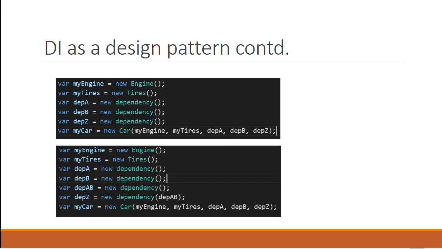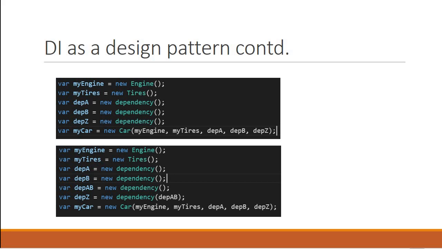Take a look at this example. We have a car again, but this time the car has multiple dependencies. It is dependent on engine, tires, dependency A, dependency B, and so on till dependency Z. So we will have to create all these dependencies ourselves. And if you have a look at the second car, it has a dependency Z, and dependency Z is in turn dependent on dependency AB. So we will have to first create dependency AB before creating dependency Z and eventually the car. So this becomes extremely difficult for a developer.